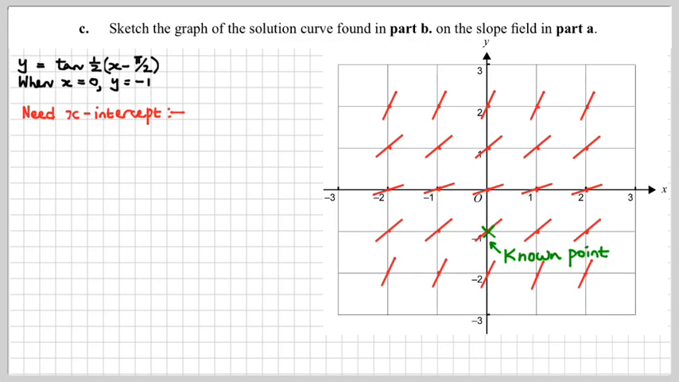So we need the x-intercept. So let's put y equals 0. And what do we get there? Okay, it looks like x is pi on 2.